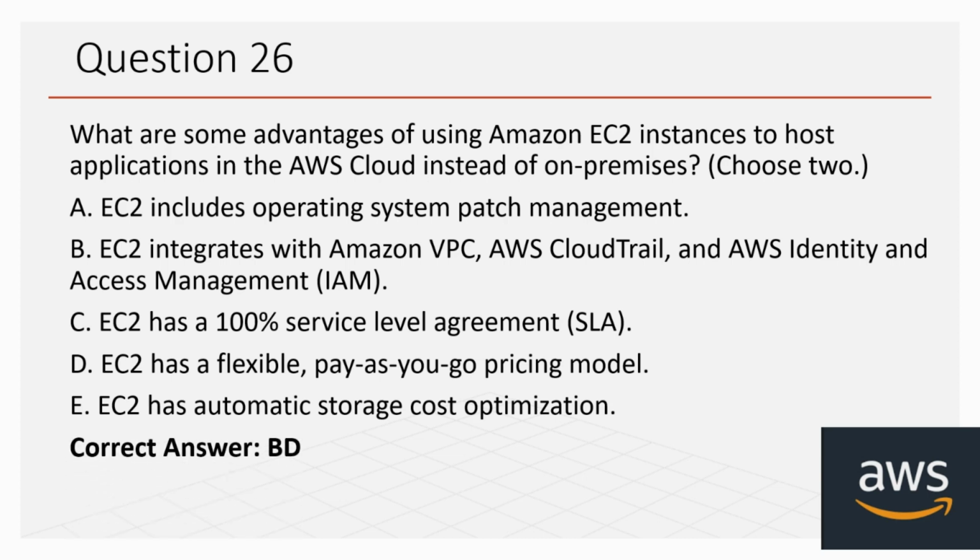So the correct answer is B and D, which says that EC2 integrates with Amazon VPC, CloudTrail, and IAM. And option D says EC2 has the flexibility of a pay as you go pricing model. So it's better to choose EC2 because of these two advantages.